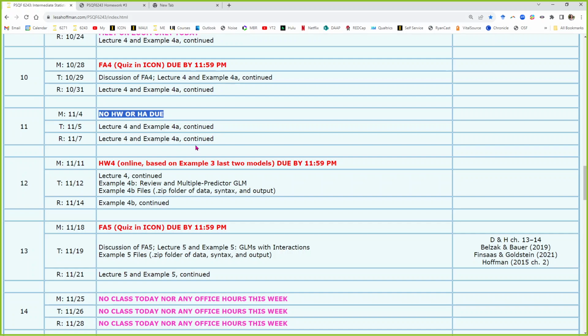It is going to be based on the second half of example 3. So the piecewise models and the ordinal slopes models. So you already know how to do everything for that as well.